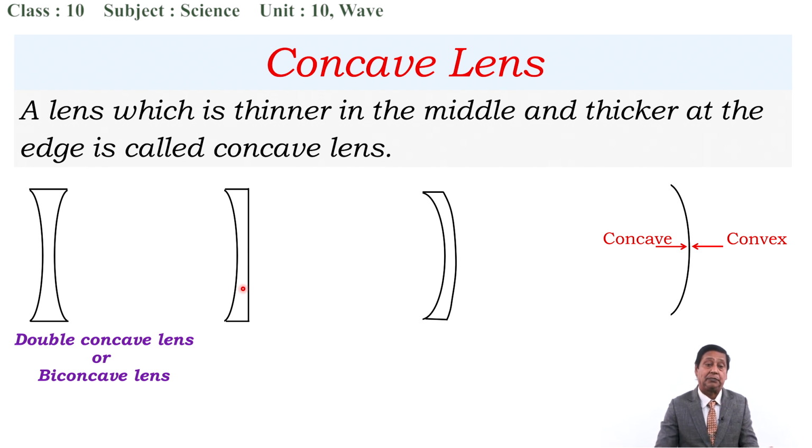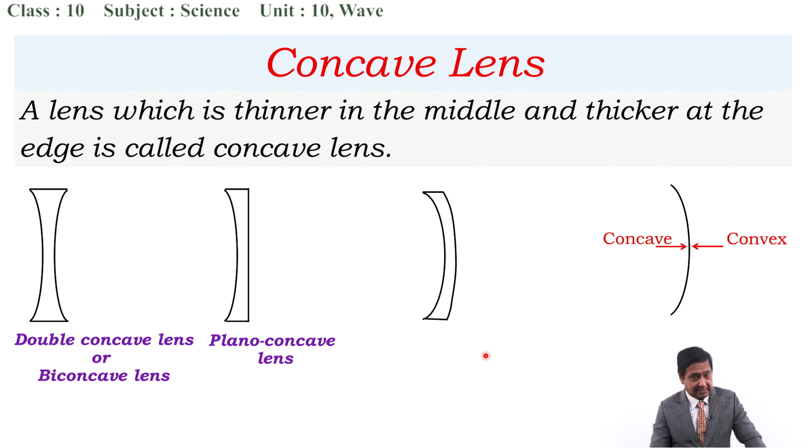This is concave. But one of the surfaces is plane. Look at this, it is a plane surface. That's why its name is plano-concave lens. But in this case, this is concave lens because the middle part is thin and edge is thick. This is concave.